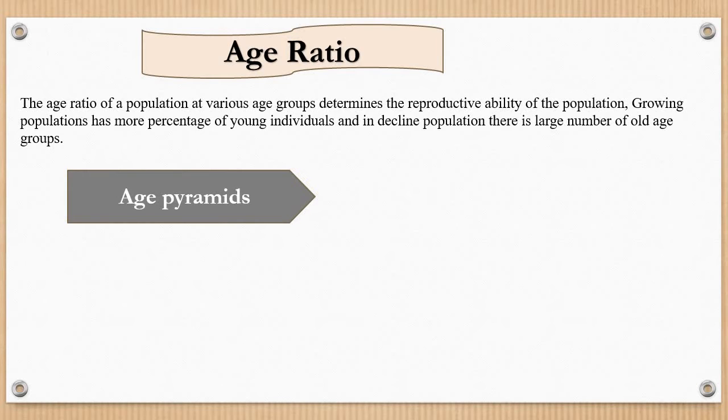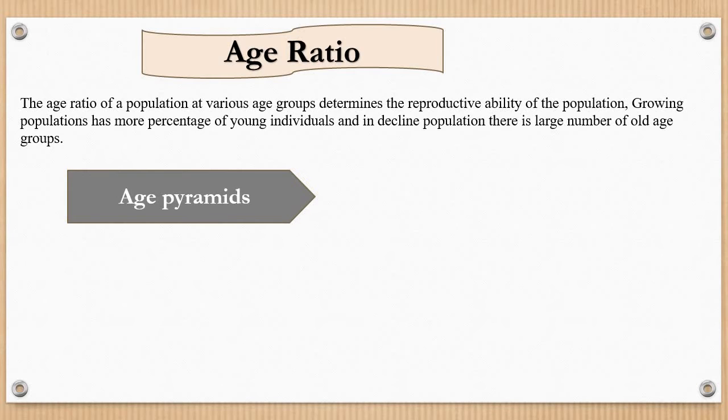So what is basically the age pyramid? Different age group proportions of the population represented geometrically is referred to as an age pyramid. Different age group proportions, like pre-reproductive or teenage, then reproductive, that is adult age, then post-reproductive, that is old age. These age groups are represented in a geometric way, and that representation is said to be the age pyramid, right?